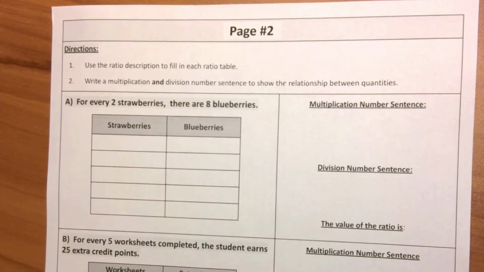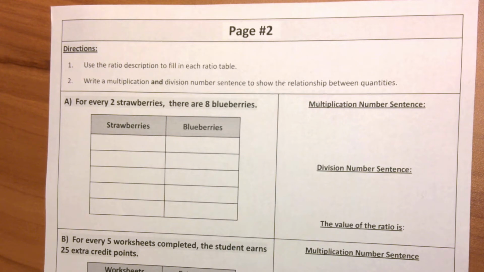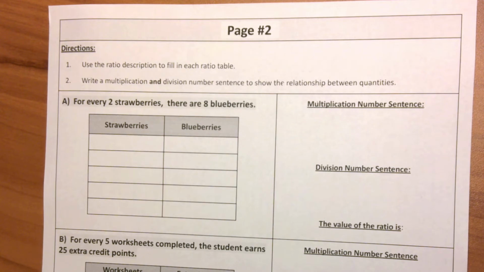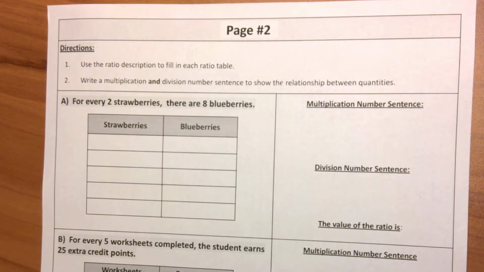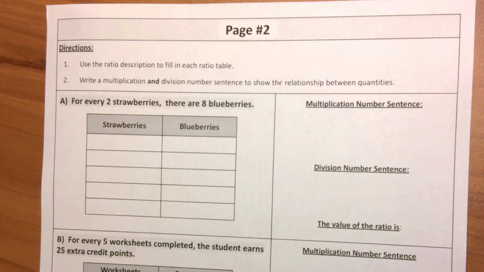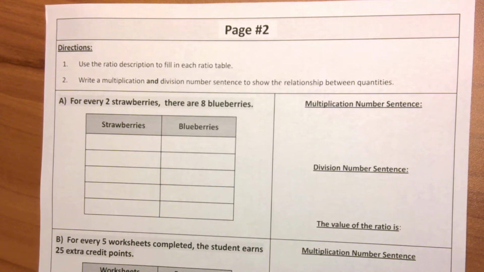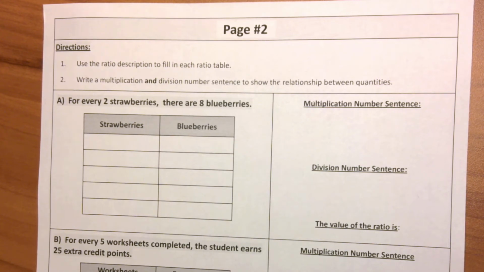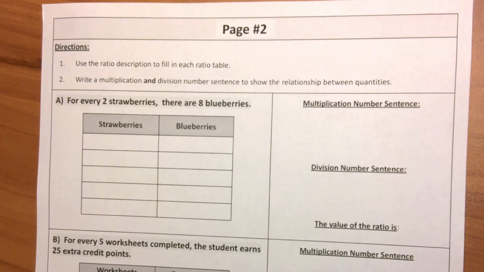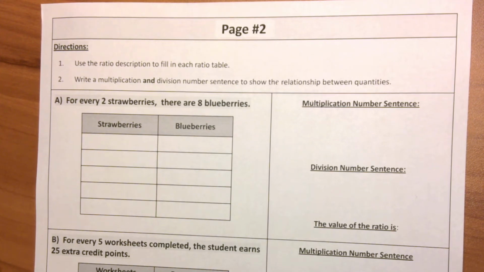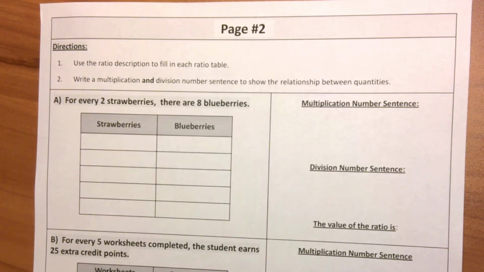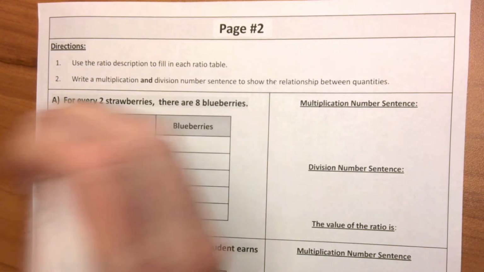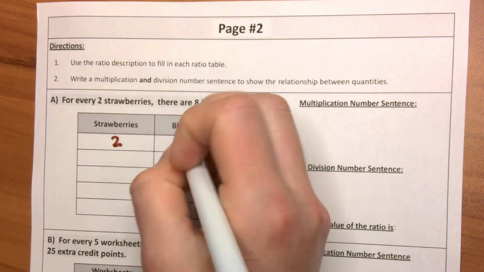Flip to page number 2. Page 2 says, use the ratio description to fill in each ratio table. Write a multiplication and division number sentence to show the relationship between quantities. I'm going to do A with you and then have you complete the other 2 on your own. A says, for every 2 strawberries, there are 8 blueberries. So our ratio tables are already labeled with strawberries and blueberries. So I'm going to start by labeling 2 strawberries and 8 blueberries.